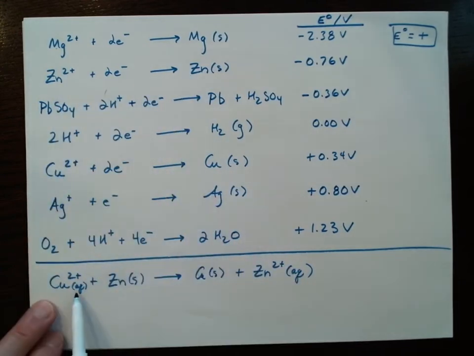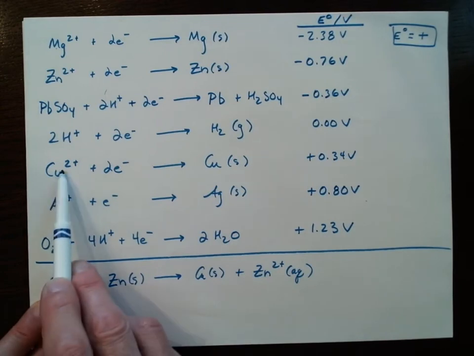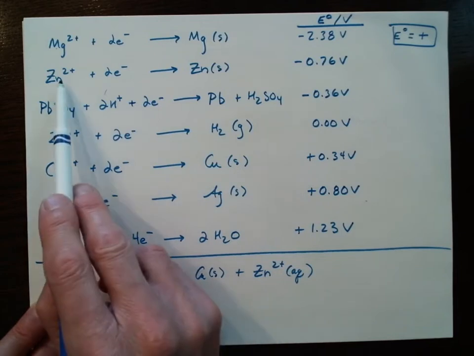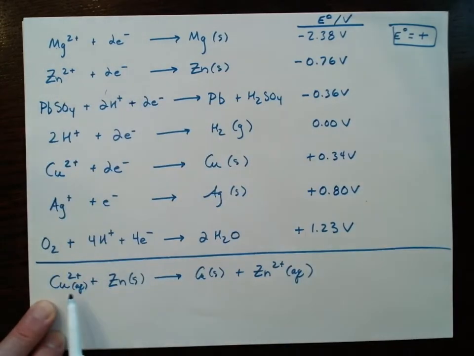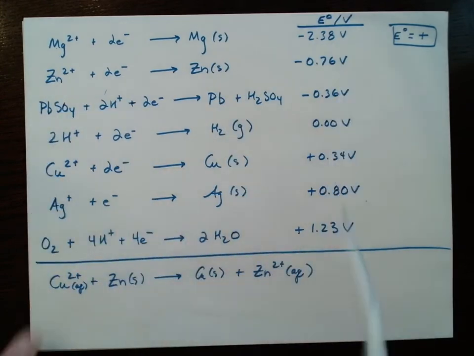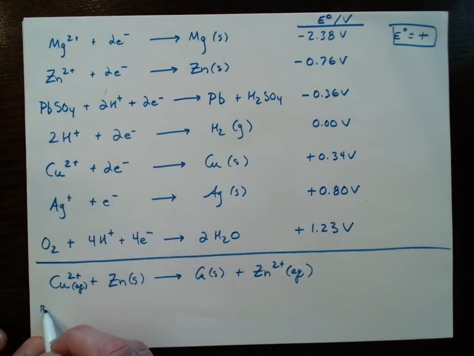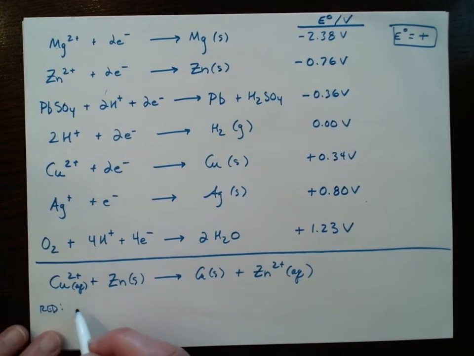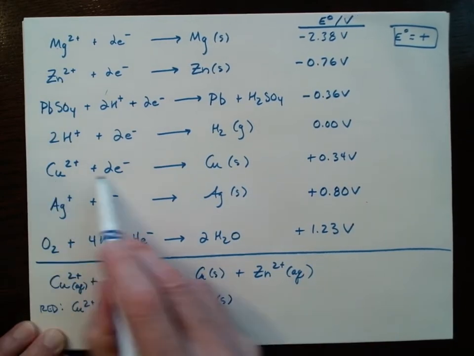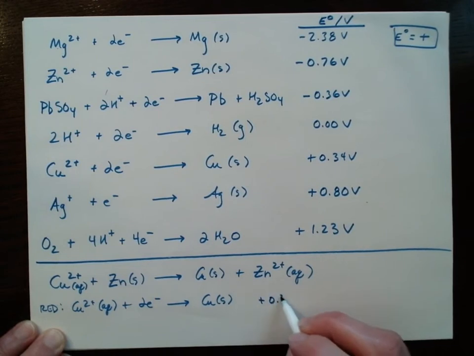If I look, I see that the dissolved copper 2 is on the reactant side. And if I see the dissolved zinc in the reduction potentials, that's on the reactant side as well. So because these match, but this is on the opposite side, I'm going to leave this equation as written, and I'm going to flip this one. So watch what we do here. I'm going to write my reduction half reaction, and that's going to be copper 2 plus dissolved plus 2 electrons goes to copper solid. That's this one here. I write its corresponding cell potential.